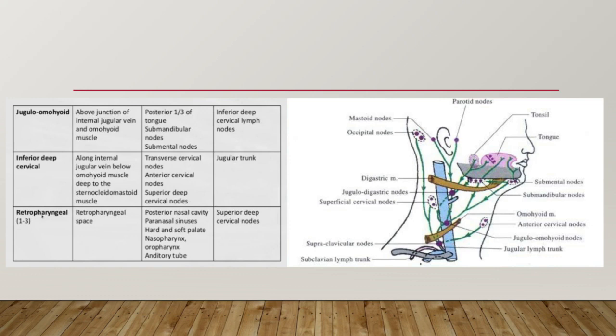Now another group of lymph nodes is called the retropharyngeal lymph nodes. The retropharyngeal lymph nodes are 1 to 3 in number. They are found in the retropharyngeal space. They drain the posterior nasal cavity, the paranasal sinuses, the hard and the soft palate, as well as the nasopharynx, oropharynx, and the eustachian tube. From the retropharyngeal space, the retropharyngeal lymph node drains into the deeper cervical lymph nodes, the superior deep cervical lymph node group.